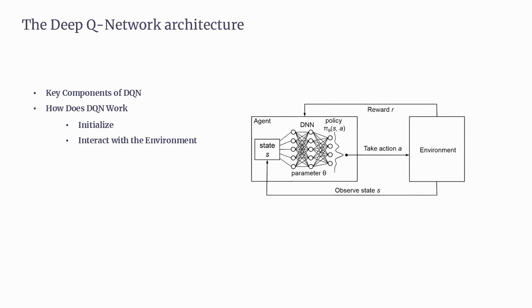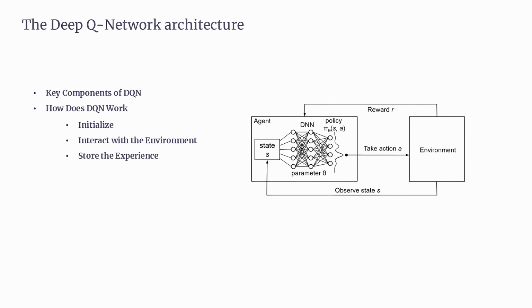The agent observes the current state and decides an action using a policy like epsilon greedy. With probability epsilon, it explores by choosing a random action. Otherwise, it exploits its knowledge by choosing the action with the highest predicted Q value. It executes the action, receives a reward, and observes the next state.